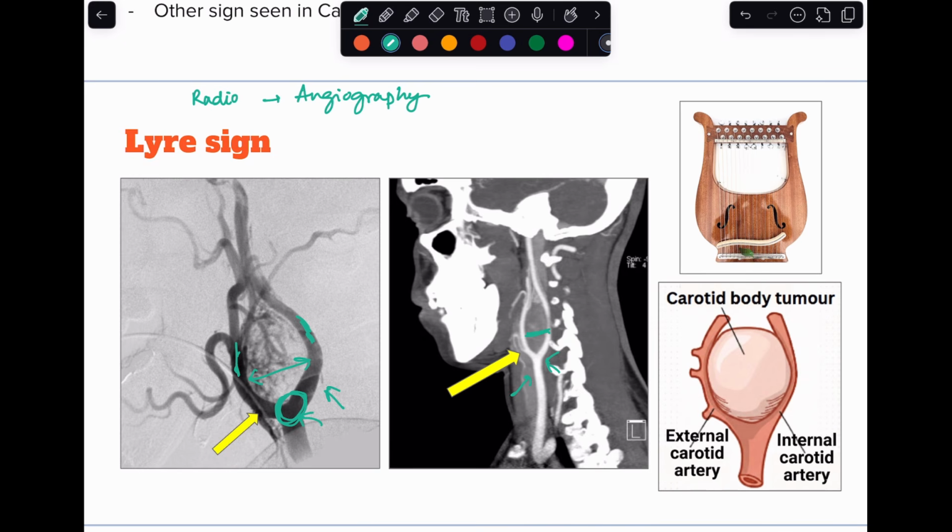This is called the Lyre sign because, do you know what a lyre actually is? That's something I found out very recently. Lyre is actually a classical string instrument. I've attached an image here, which is in the shape of this U-shaped instrument that is seen in classical music. And this sign represents this instrument. You can see how similar they look. That is why this has been called the Lyre sign.